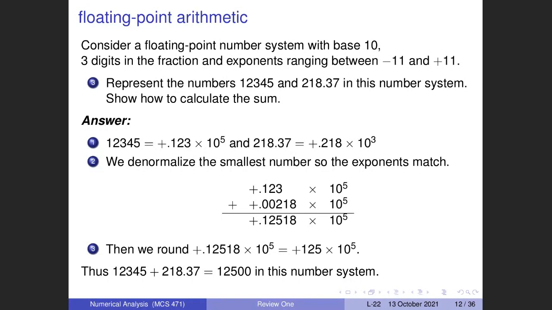We are rounding. So here it so happens that the 4 and the 3 are less than 5. If the 3 would have been a 5 or higher, it would have been 219 in the fraction. That's the first important step, the representation in that number system. It is decimal. Then we do the denormalization of the smallest number. So notice the exponents 5 and 3. So we must see everything in exponent 5. So everything is here done. We focus then on the fraction, and then we do the addition.